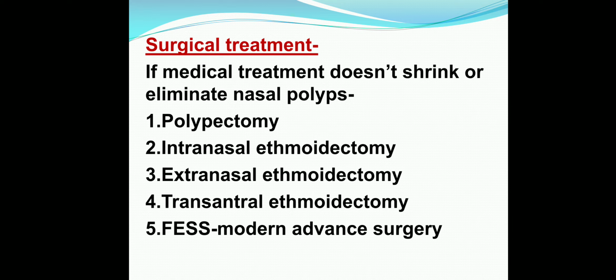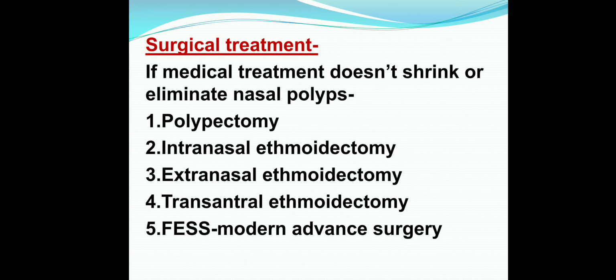If medical treatment doesn't shrink or eliminate the polyp, then the surgical options are, number 1, simple polypectomy. It is done when there is 1 or a maximum of 2 polyps. The other options are ethmoidectomy. There are 3 types of ethmoidectomy: number 1, intranasal, number 2, extranasal, and number 3, transantral ethmoidectomy.